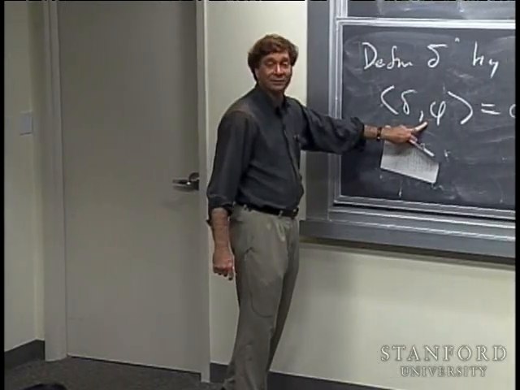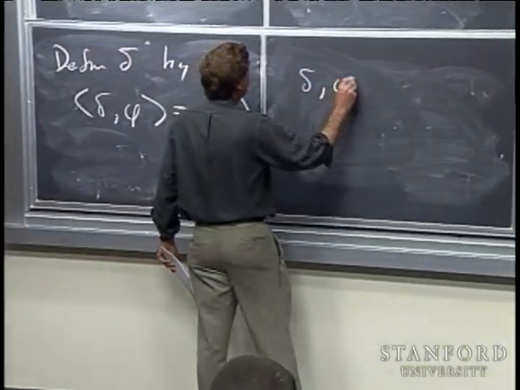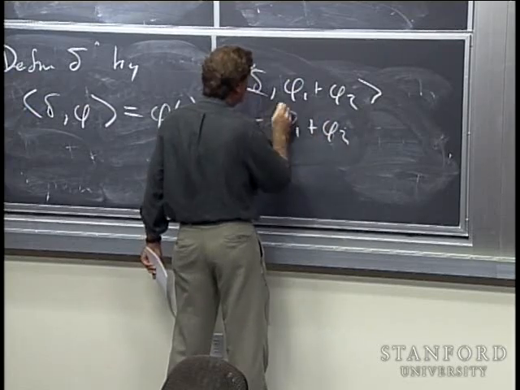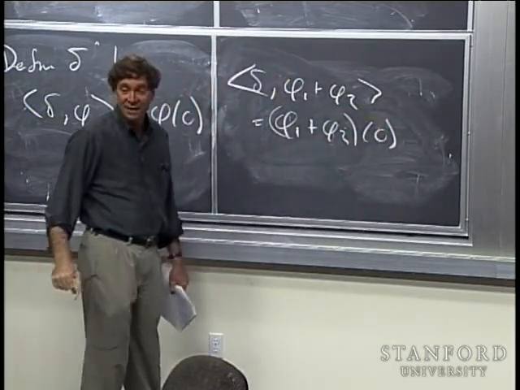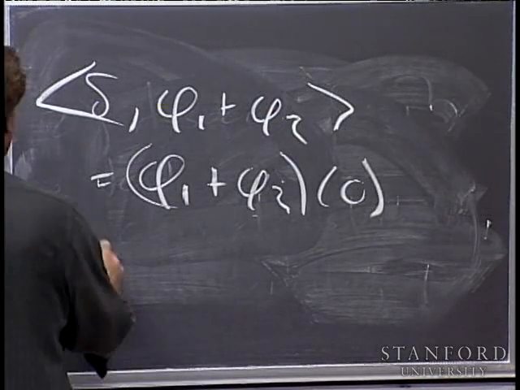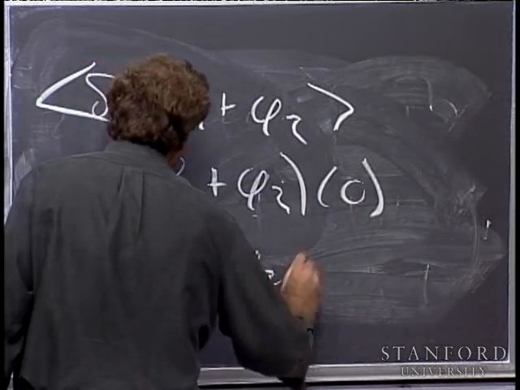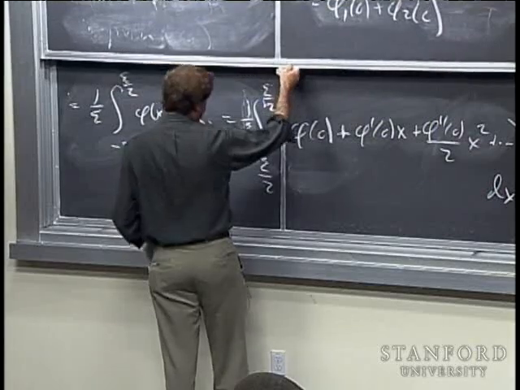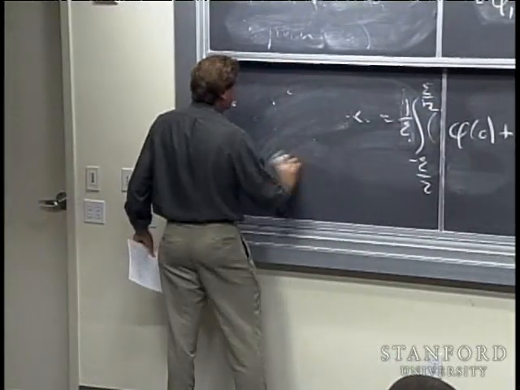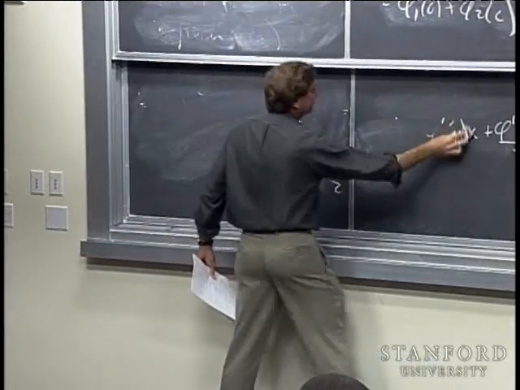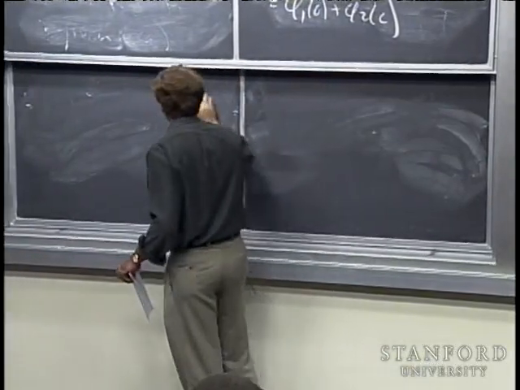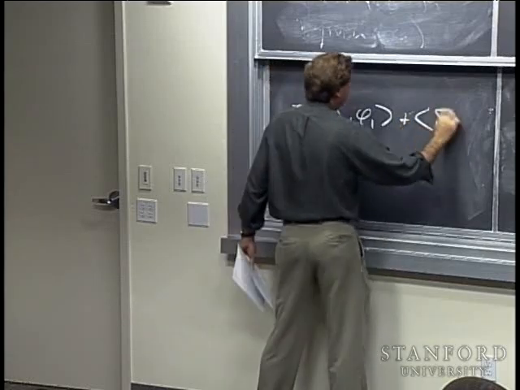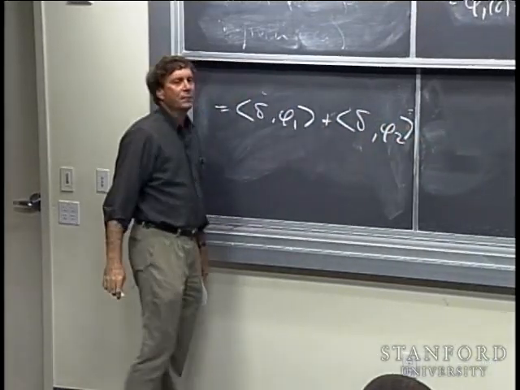All right, now, is it linear? Well, what is delta paired with phi 1 plus phi 2? That is phi 1 plus phi 2 at 0 by definition. That's what delta does. It evaluates phi 1 plus phi 2 at 0. But that is, of course, phi 1 of 0 plus phi 2 of 0, which is delta paired with phi 1 plus delta paired with phi 2. And similarly for the scalar multiplication property.